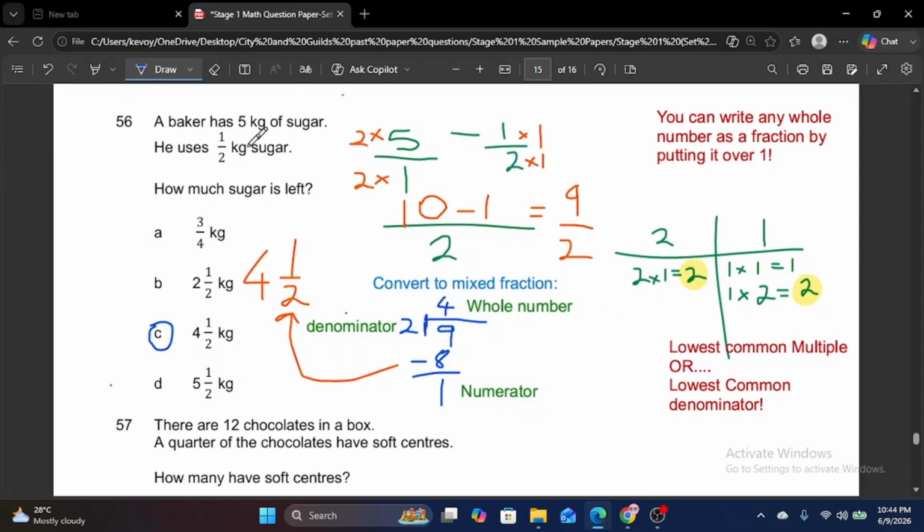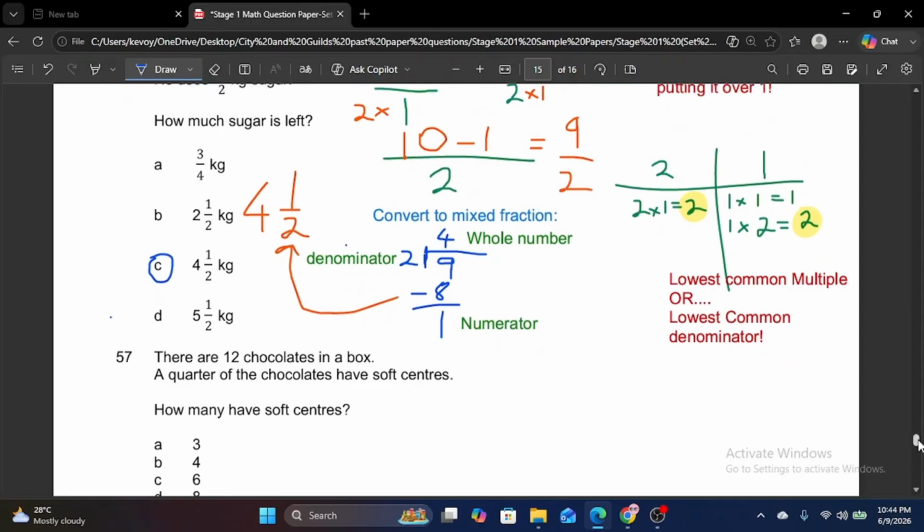And now we do just subtract a half from 5. Alright, so moving on.